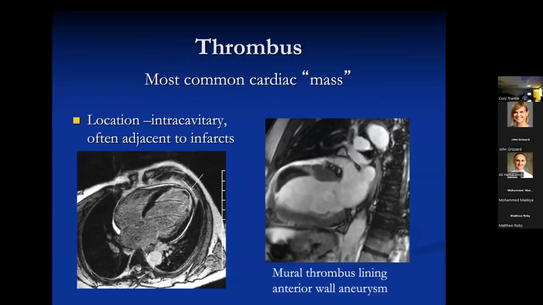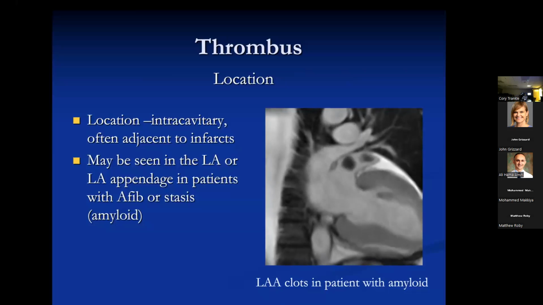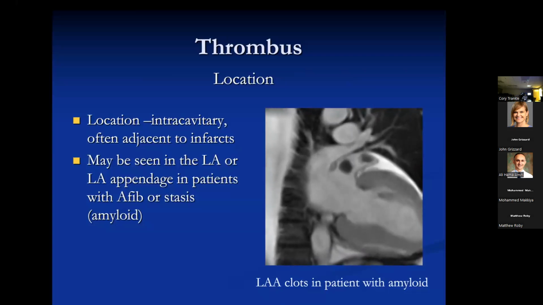So thrombus is actually the most common cardiac mass. Remember, I'm not saying neoplasm, I'm saying mass, right? And their location, they're commonly along the inner margins of the dilated apices or the areas of akinesia, often seen adjacent to infarcts or lining an aneurysm, as you see here. They can be in the left atrium and left atrial appendage and so forth in people who have atrial stasis, like in this patient with amyloid. Other patients with AFib will have similar problems.